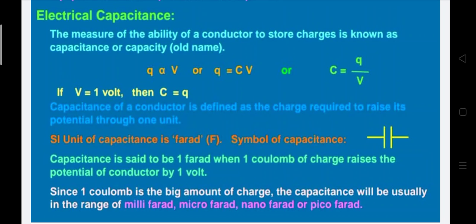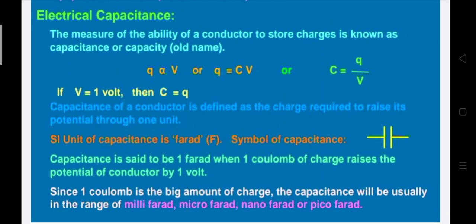From C equal to Q upon V, it appears that the capacitance of a conductor depends upon the charge given to it or the increase in its potential, but actually it is not so. Capacitance is the property of a conductor of storing charge, that is, how much charge can be stored by a particular conductor.